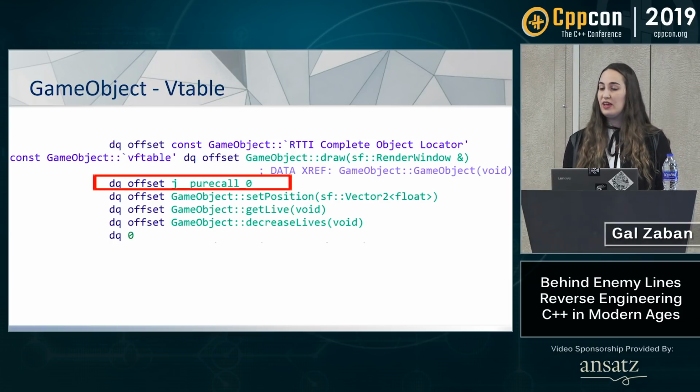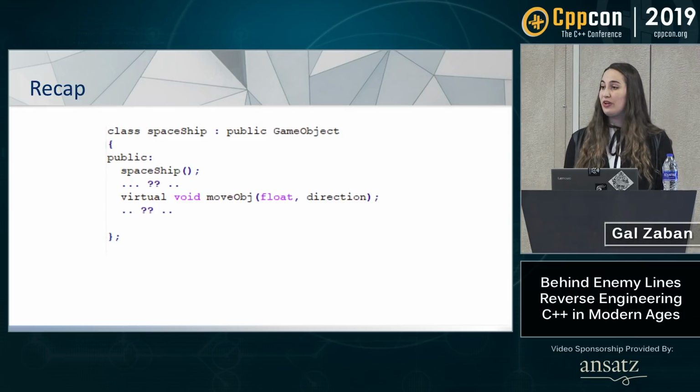So you can see that here you have a pure call in the vtable of game object. Again, you can see the J in the beginning of the pure call, which means the pure call was wrapped with a function just called a pure call. So what does it mean? If we want to recap what we understood so far, the reason we have a pure call is exactly why we saw in Spaceship that there is a move object function that was unique to the Spaceship.